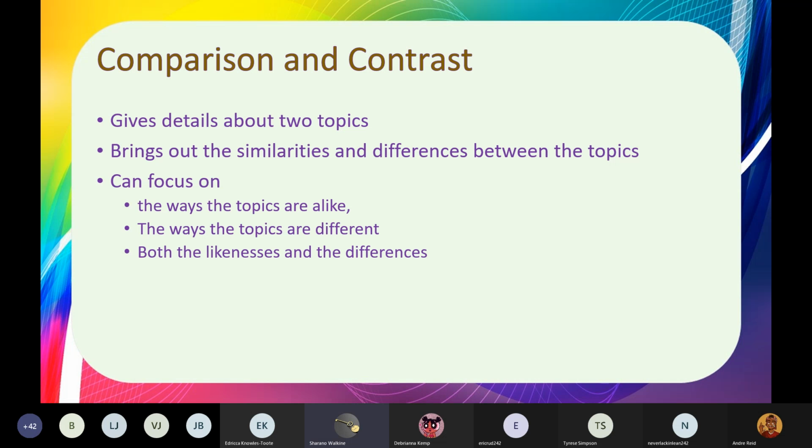All right. Comparison and contrast gives details about two topics, brings out the similarities and differences between the topics, and can focus on the ways topics are alike, the ways topics are different, and what they have in common, obviously. All right, guys, so let's look at this paragraph now.